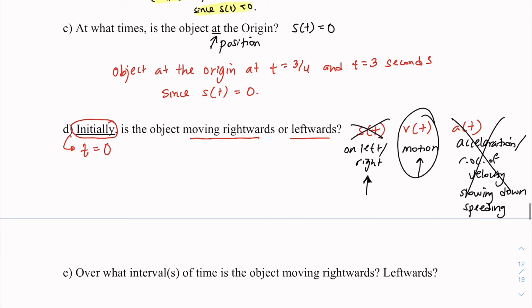So initially means evaluate the velocity function at 0. And if this is positive, we're moving rightward. If velocity is negative, then we're moving leftward. Let's go ahead and find our velocity function first and then plug in 0. I'll let you pause the video here, try it yourself, and then compare your work against mine.